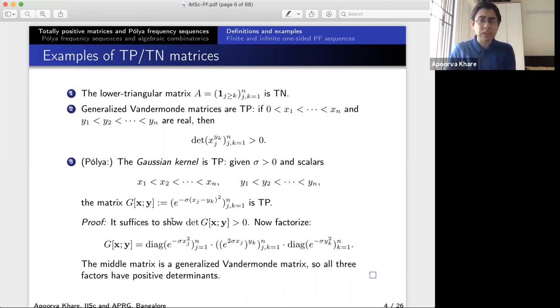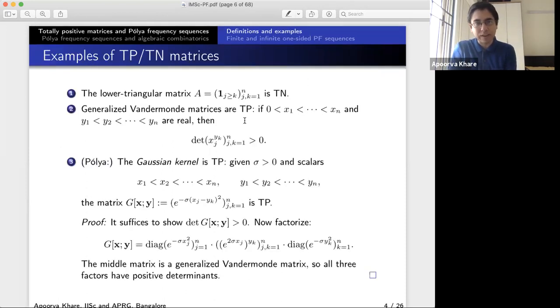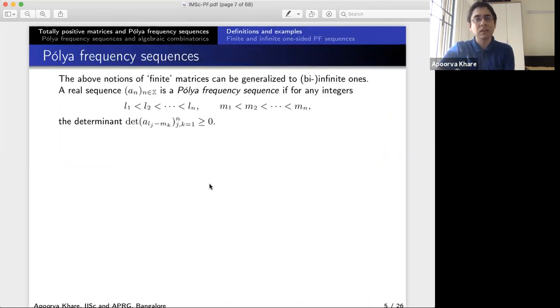So there are various kinds of objects that do yield totally positive matrices or kernels and so on. For today's talk, the notion I'm really interested in is neither matrices which are finite, nor kernels which are continuous, but the discrete infinite analog, which is totally positive sequences. And they're actually called Polya frequency sequences.